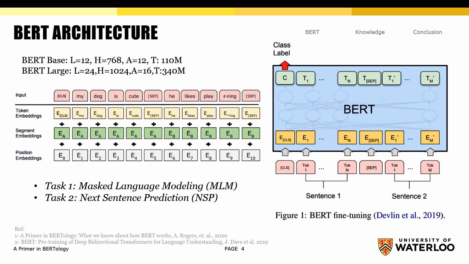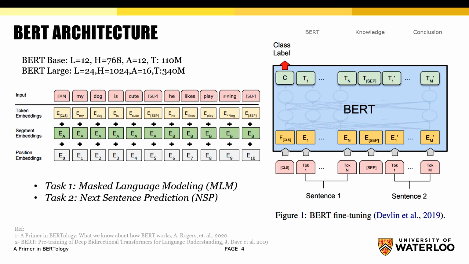considering that current transformers are very huge. The other one is BERT large, and this one has 24 layers, a hidden dimension size of 1024, and 16 attention heads, with a total number of parameters around 340 million.